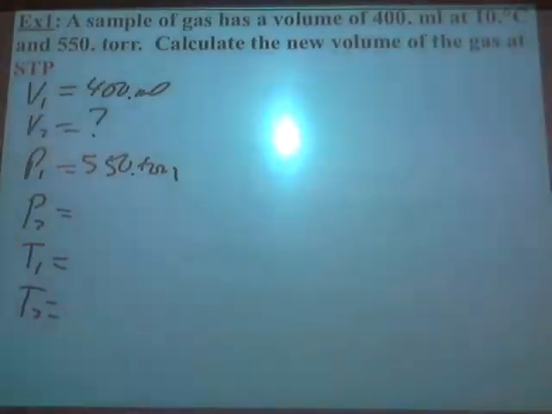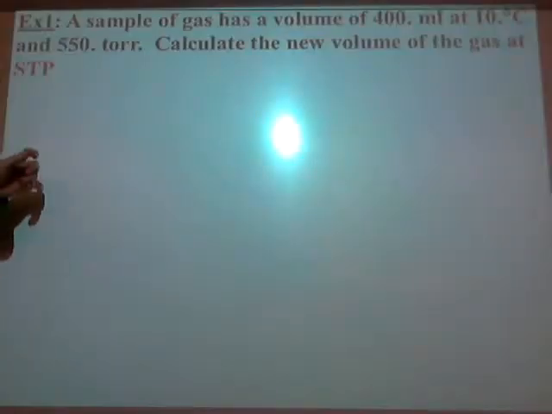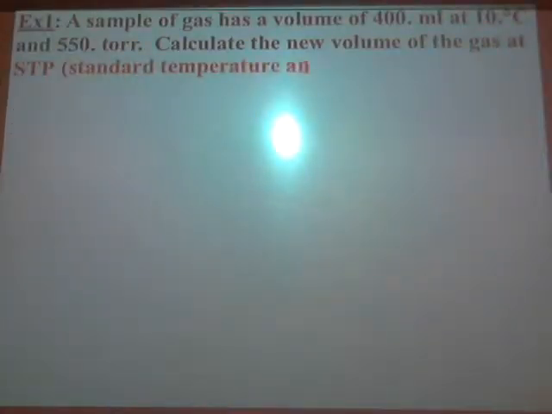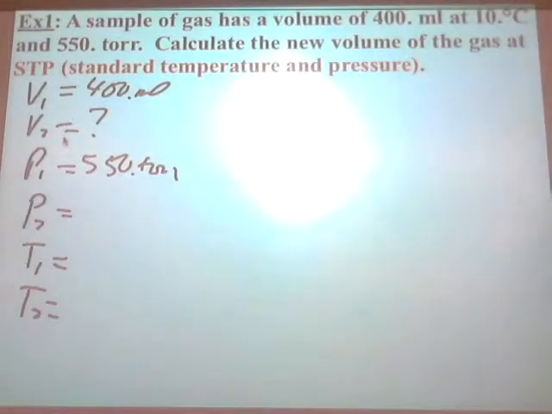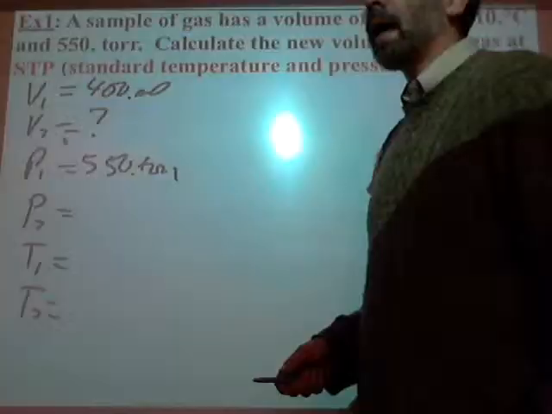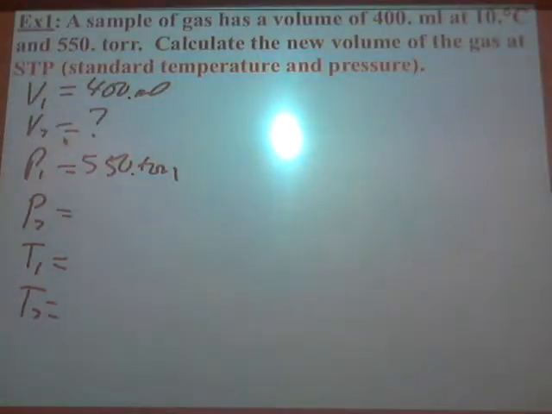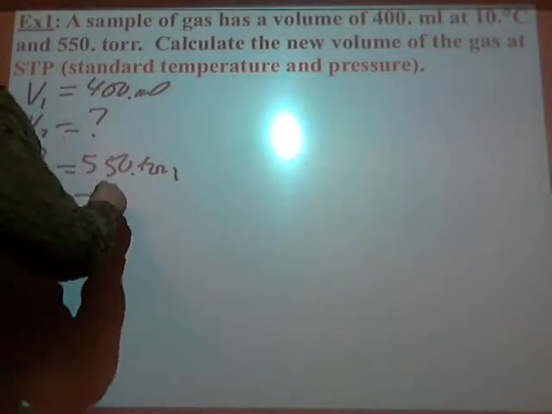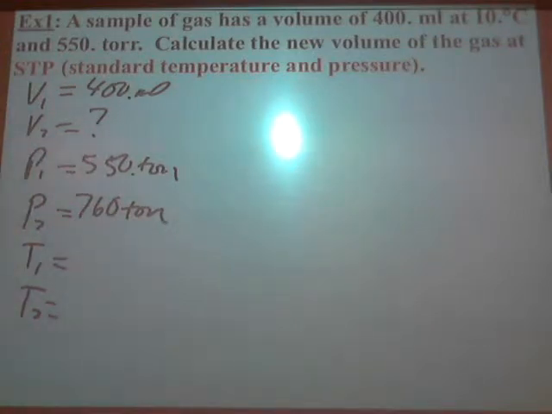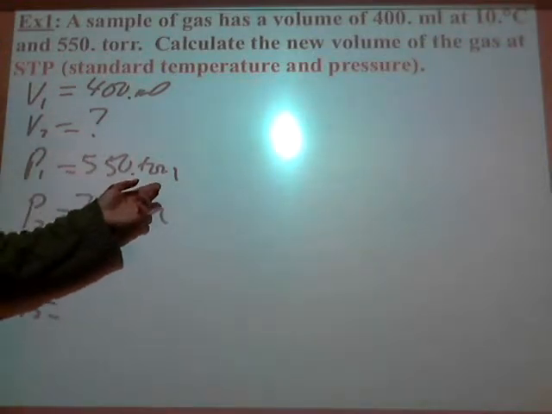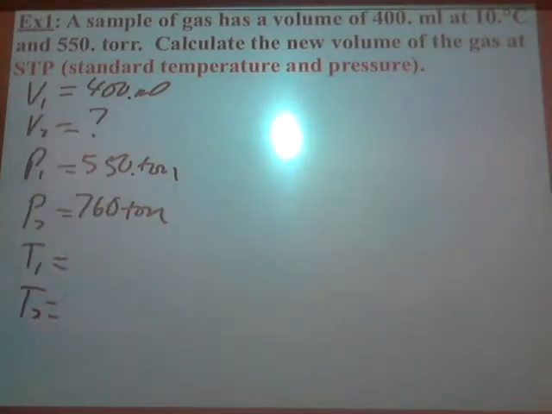What is STP? You might want to write this down next to it right now. STP means standard temperature and pressure. Now, given that, what is standard pressure? Do you remember? It's the number you had to memorize. 760 torr. Good. By the way, it's also 1 atmosphere, but since my other pressure is in torr, I will put this one in torr, or millimeters of mercury, same thing.